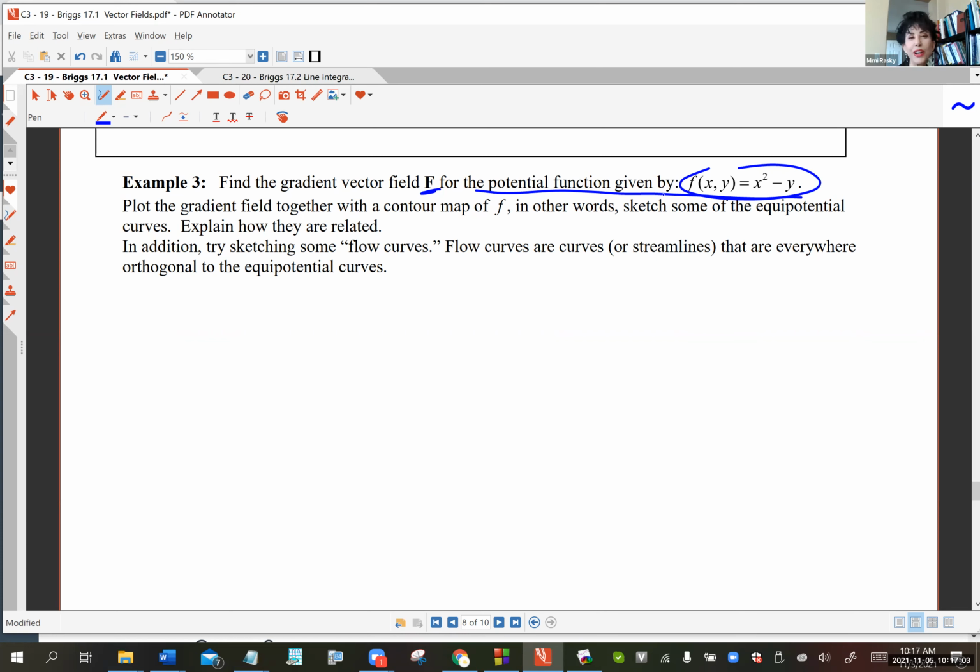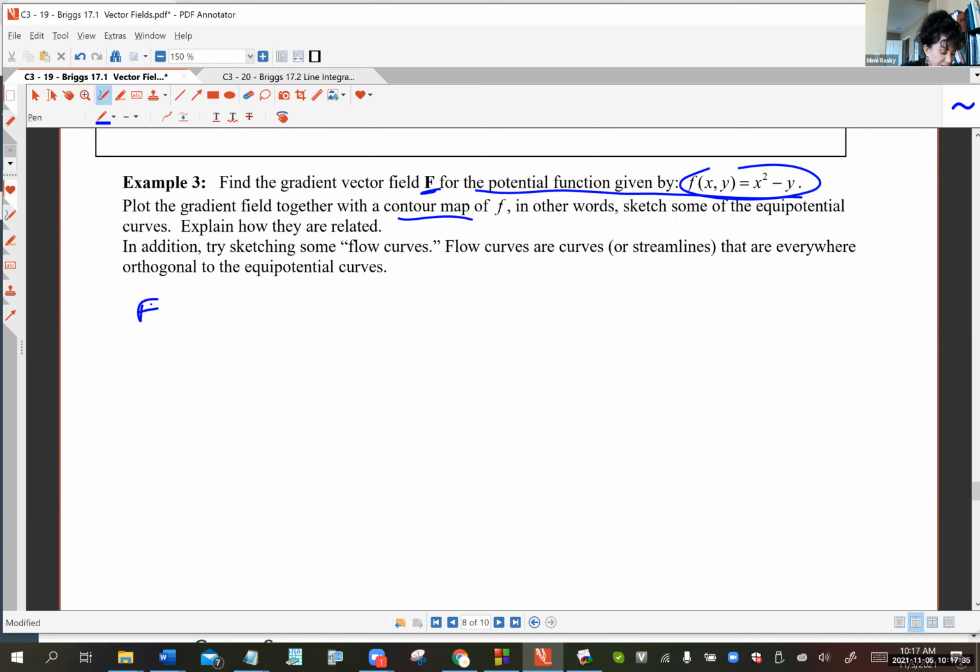And this is easy because you got gradients all the time in a previous module in this course. So, easy peasy. And then after that, we'll plot the gradient field together with a contour map of f. In other words, we're going to graph the equipotentials. Now, we did this already, but now that we have these other definitions, we'll have this down. We're going to do some flow curves also.